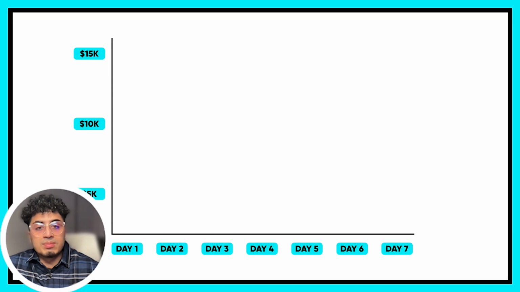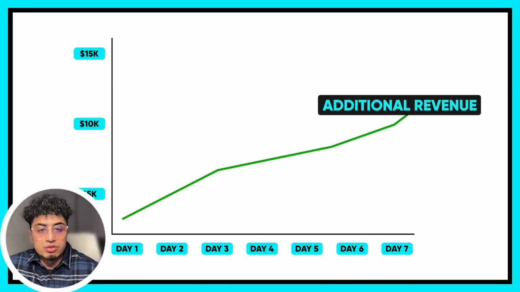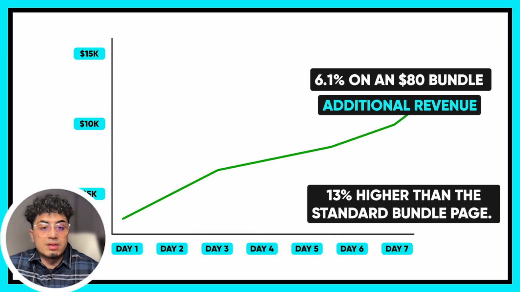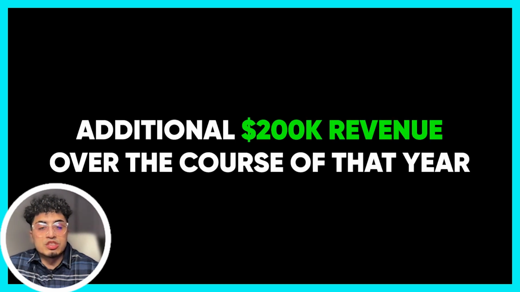Within 7 days, the page had driven $10,000 in additional revenue and was converting at 6.1% on an $80 bundle, 13% higher than the standard bundle page. Over the course of that year, that page will contribute over $200,000 in additional revenue to this business.